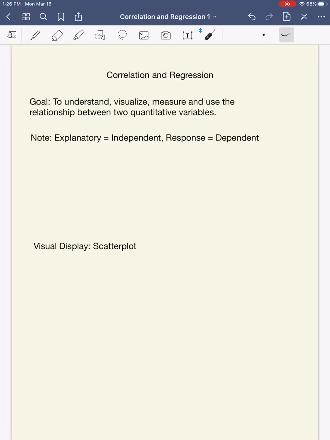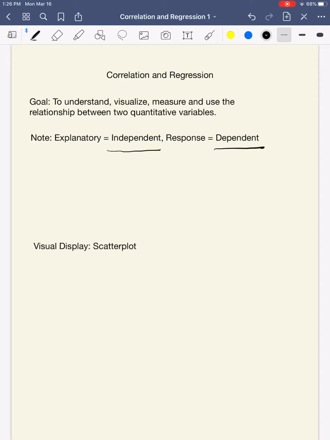One quick note that we want to draw attention to as well is that in our language of statistical studies, we often spoke about explanatory and response variables. We're going to continue to use that language, but oftentimes you will also hear the explanatory variable referenced as independent, and you'll often hear the response variable referred to as the dependent variable. The terminology is interchangeable. We'll generally try to stick with the explanatory and response terminology, but sometimes you will hear it referenced as independent and dependent.